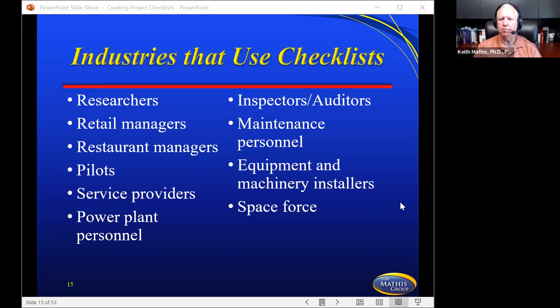Researchers use checklists. I'm going to show you a sample a little bit later that is a writing checklist. And so researchers will follow a checklist. Retail managers, restaurant managers, pilots, service providers, power plant personnel have a gazillion checklists. And we want them to, because it is devastating if they miss something. Inspectors, auditors, maintenance personnel, equipment and machinery installers, Space Force, they all follow checklists. And these people have learned that it is important to do that checklist, and you get it to a point where that checklist just becomes second nature to these industries and to these people.